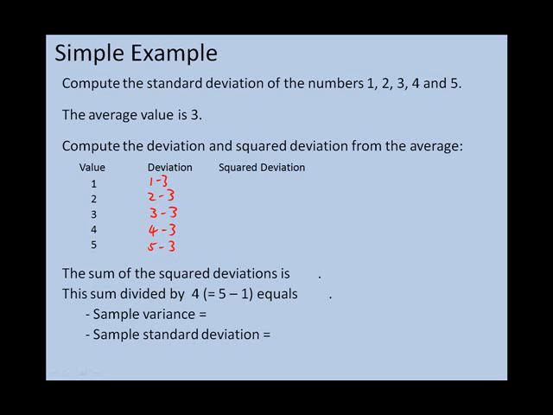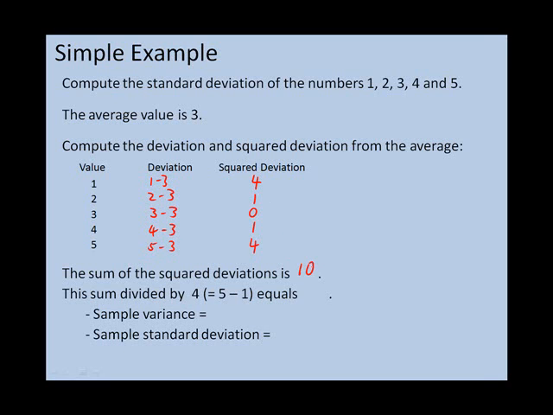Next, we've got to compute the squared deviation. If we want to deal with variance, we need to calculate the squared deviation. The squared deviation in this case is going to be 4, 1, 0, 1, and 4. And the formula for variance says that you must sum up the squared deviations. If we add up the squared deviations, we're going to get a value of 10.